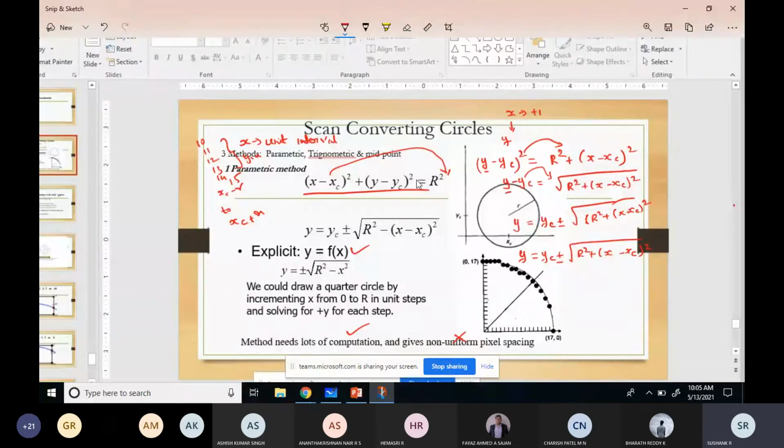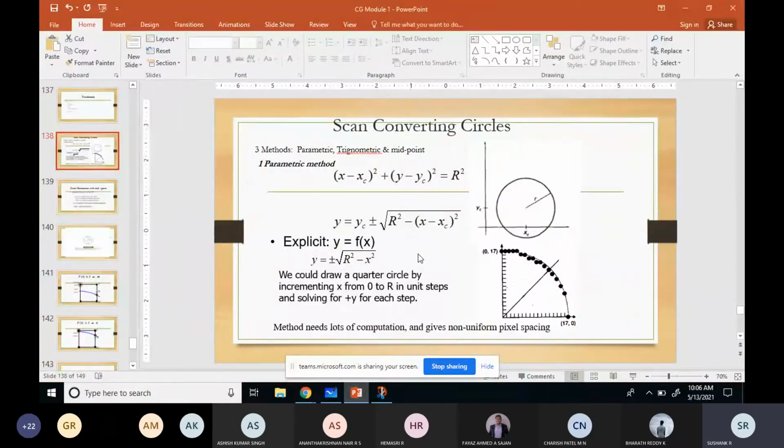So polar representation will be like x is equal to xc plus r cos theta, y is equal to yc plus r sin theta. So this is a polar representation to calculate x and y for a circle equation. By using this, the spacing can also be avoided. But we will be following the midpoint algorithm approach.